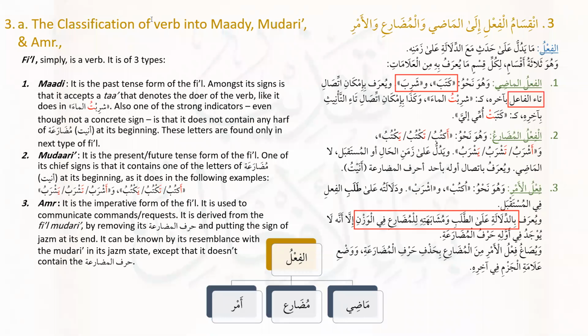طيب, if I have a word like يعد, how will I derive the فعل أمر from يعد? يعد means to promise someone something. What is the فعل أمر from يعد? عد. طيب, the Sheikh, what did he do?